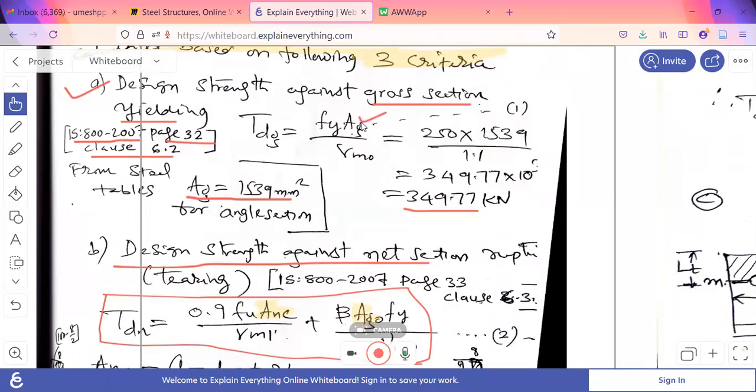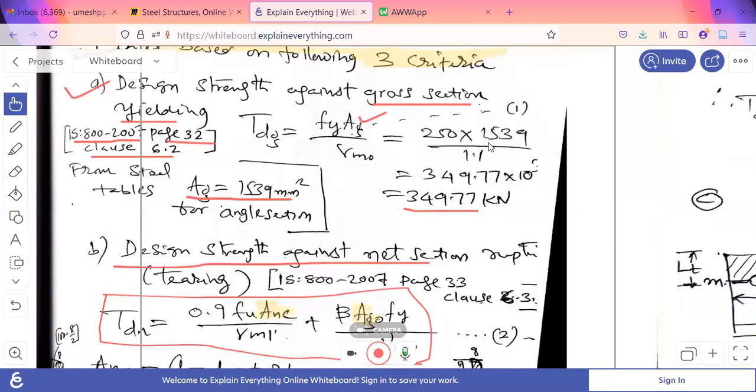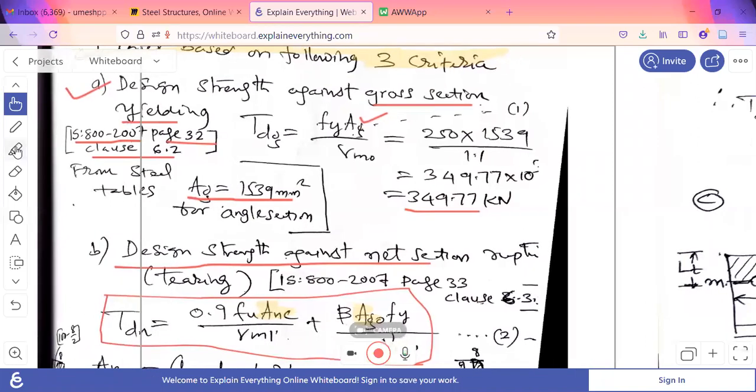So it is AG. AG is 1539. If you want to check whether it is 1539 or not, if I do it like this also, it will be 1539 only. I can guarantee that. Let us say the hole is not there. You calculate L1 minus T by 2 into T, again for this rectangle ABCD also L1 minus T by 2 into T. It will be without hole. It will be whatever total area is given in the code book in the steel table. That area matches with that. Then only you can say it is correct.